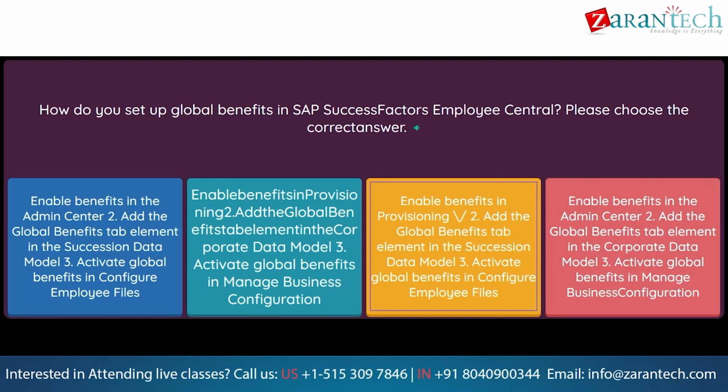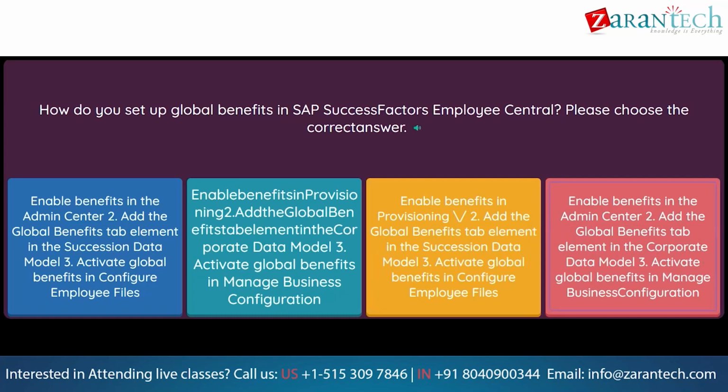Option 3 Enable benefits in provisioning. 2. Add the Global Benefits tab element in the Succession Data Model. 3. Activate global benefits in Configure Employee Files. Option 4 Enable benefits in the Admin Center. 2. Add the Global Benefits tab element in the Corporate Data Model. 3. Activate global benefits in Manage Business Configuration.